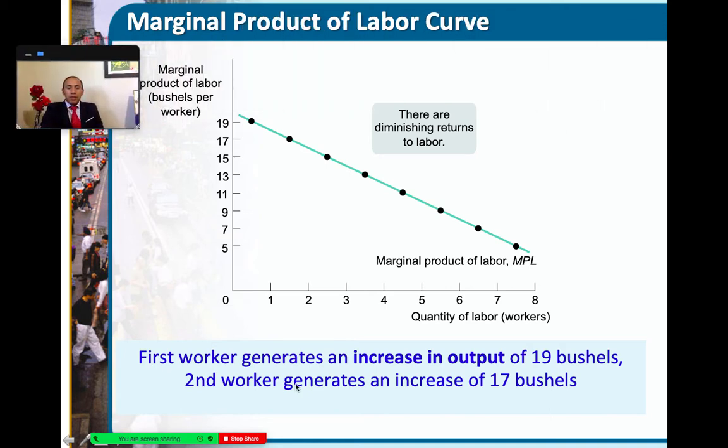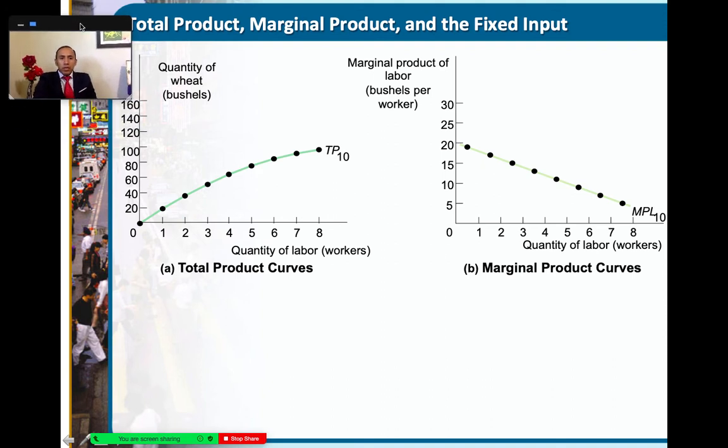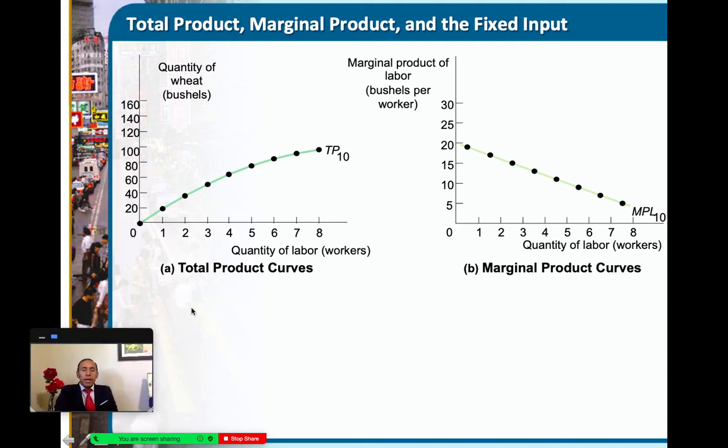It happens sometimes. So the first worker generates these 19 bushels and the second worker generates 17, third worker 15, and so on, to the point that the 9th or 10th worker could produce none or negative output actually. So if we look at our graphical illustration here of productivity, our total output is on the vertical axis, quantity of wheat on the vertical axis, and our 8 workers are represented by the horizontal axis. And then this is our total production curve.